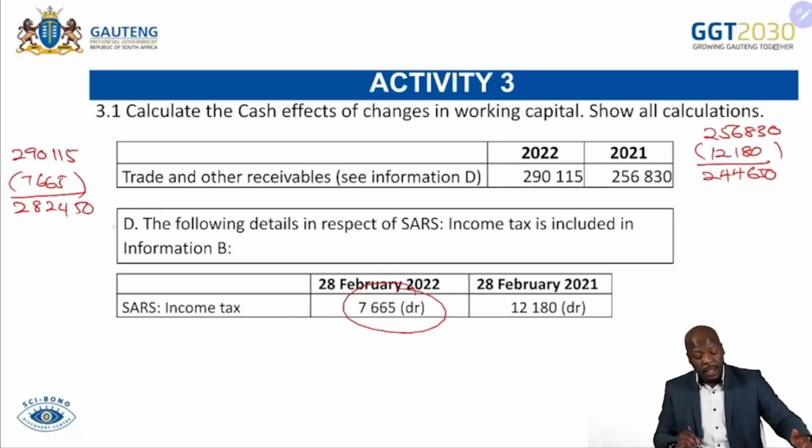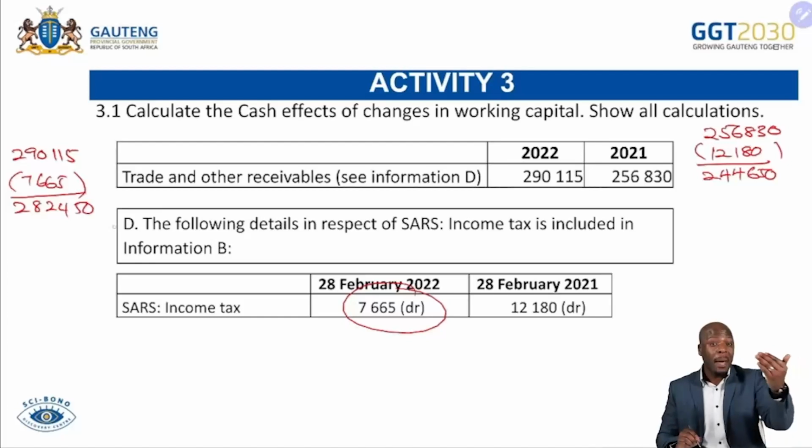An increase in trade and other receivables. These are debtors, people who owe us money. When our receivables increase, that is a cash outflow. Because when our receivables decrease, that means our debtors are paying us, which is a cash inflow. Okay, I'll repeat that again. When our receivables are increasing, it's a cash outflow. Because when our receivables are decreasing, it means our debtors are paying. That means it is a cash inflow.